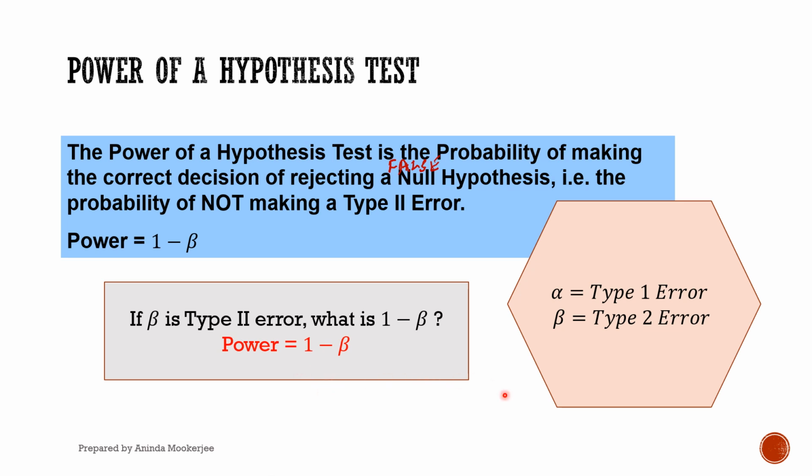All right. So next we will go on to first finding beta, that is the probability of making a type 2 error. And then once we have beta, finding the power is easy. All you do is subtract beta from 1.